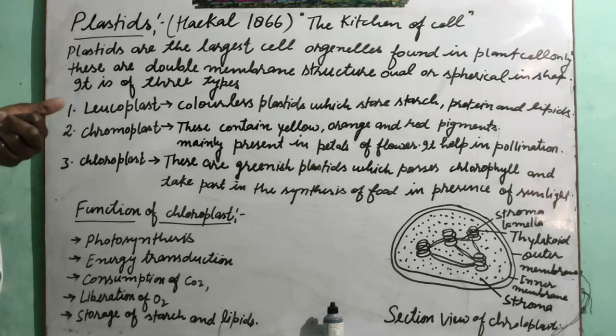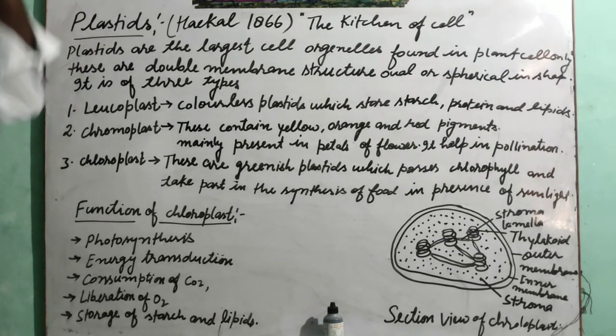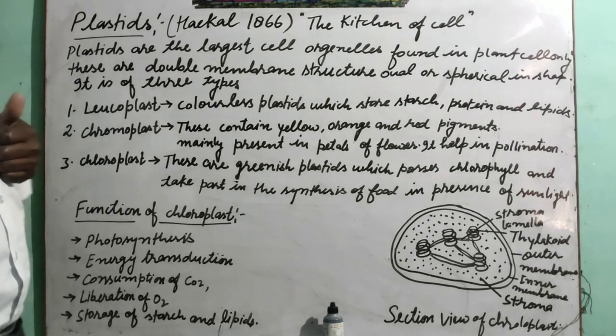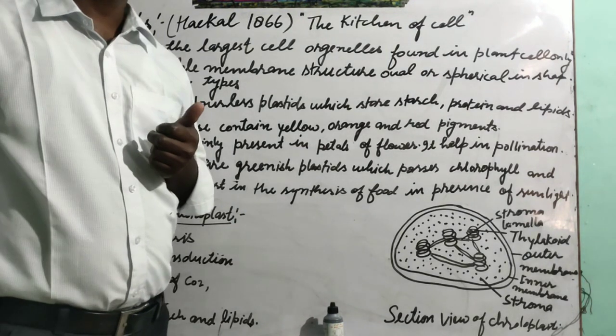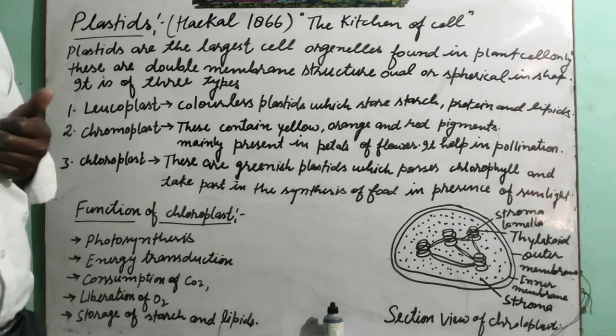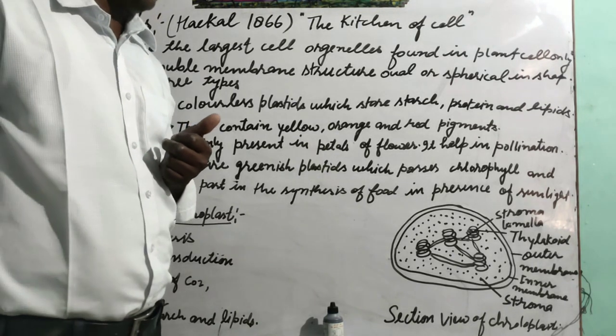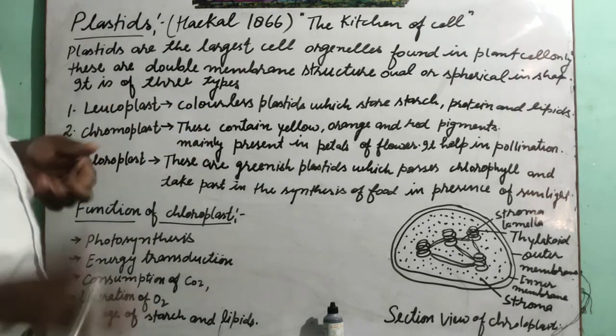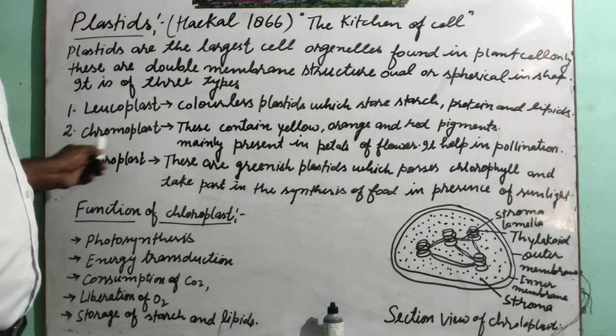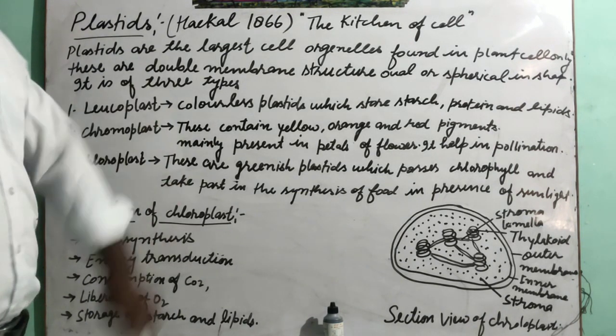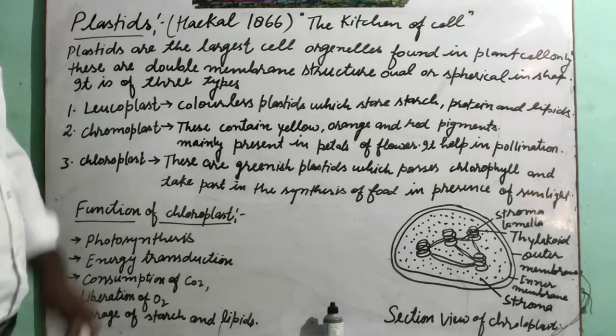Students, plastids have a double membrane envelope which stores or synthesizes various types of organic compounds. The plastid is of three types. One is leucoplast, another is chromoplast, and the third one is chloroplast. I have mentioned here leucoplast, chromoplast, and chloroplast. These are the three types of plastids.